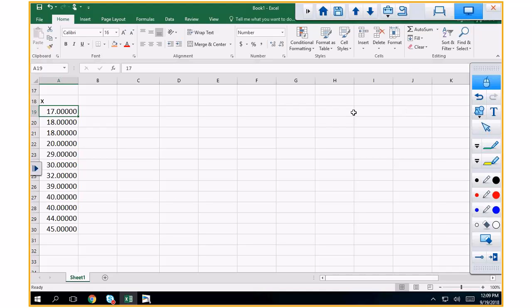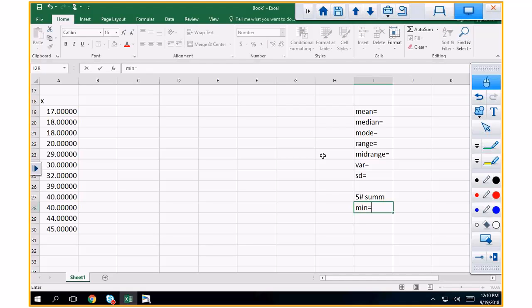I'm going to go ahead and put everything while y'all are working. Mean, median, mode, range, mid-range, variance, standard deviation. I'm just going to go down here and put five-number summary: min, first, second, third, and max.